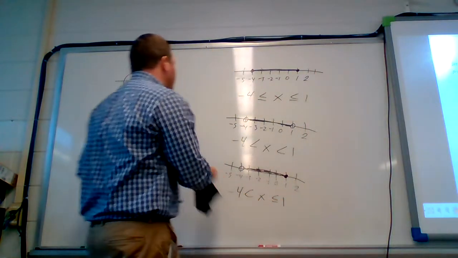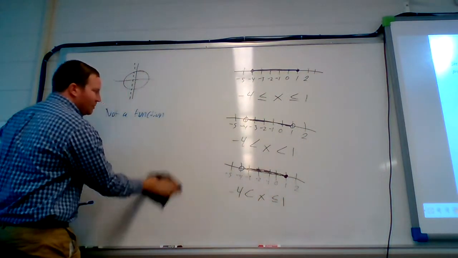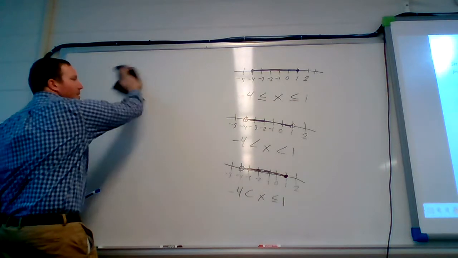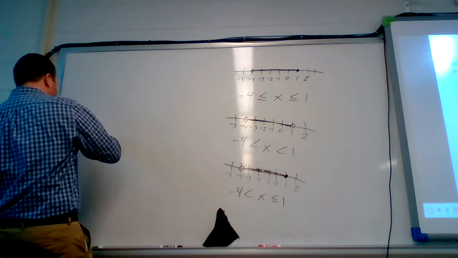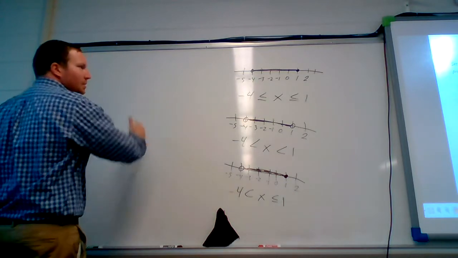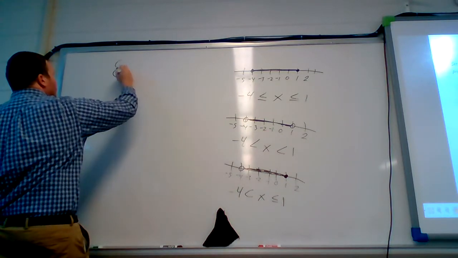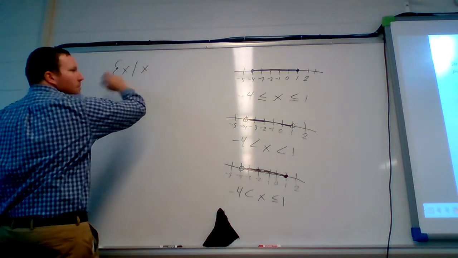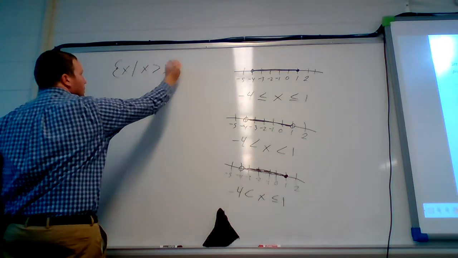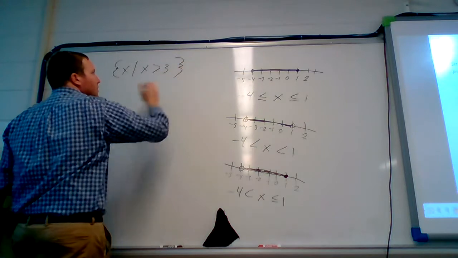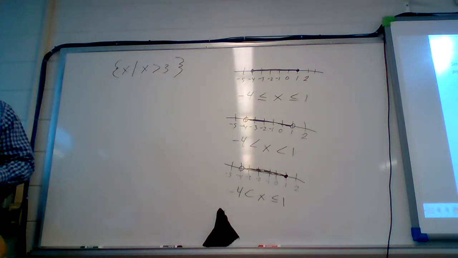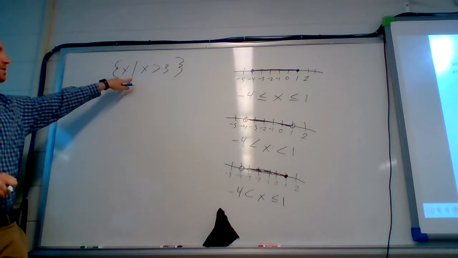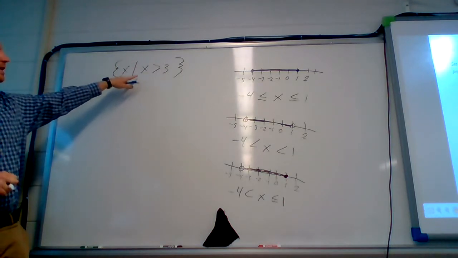So notice the difference between these two is very minimal. We're still using inequalities to do this one, except now we just have it in these brackets. So we're saying the set of all x such that, so this bar right here is "such that," x is greater than 3.